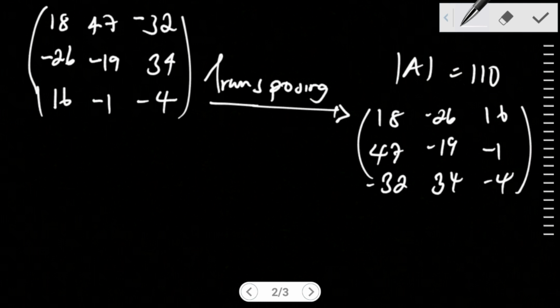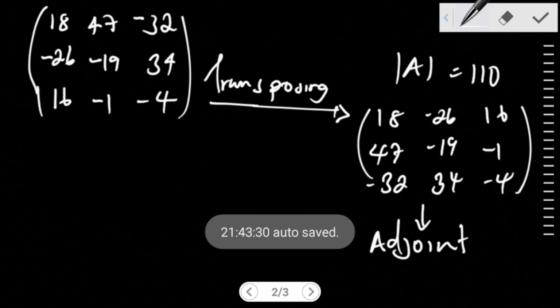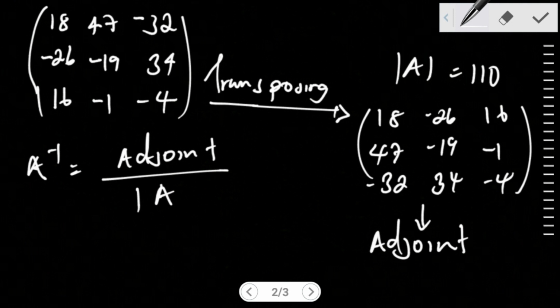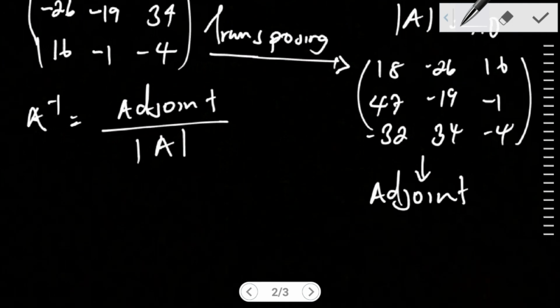And so this is what we refer to as the adjoint. So now we have reached the step of determining the adjoint, but remember from the formula that the inverse of A was equal to the adjoint divided by the determinant of A. We have the adjoint, which is this, and we have our determinant, which was 110.